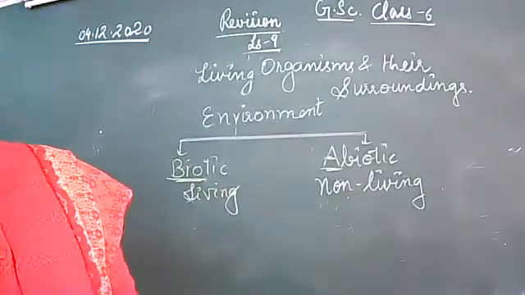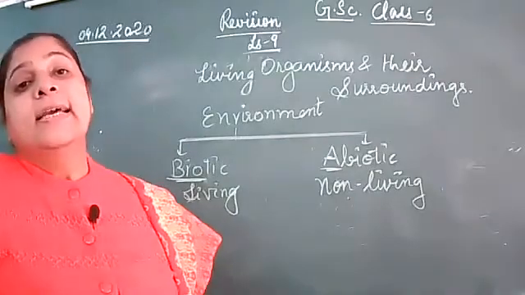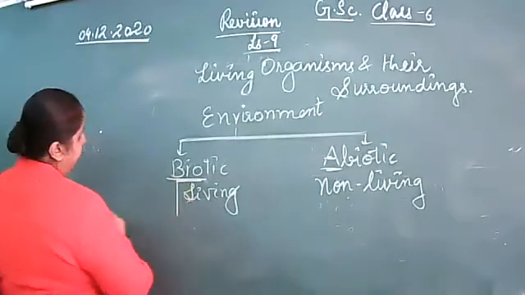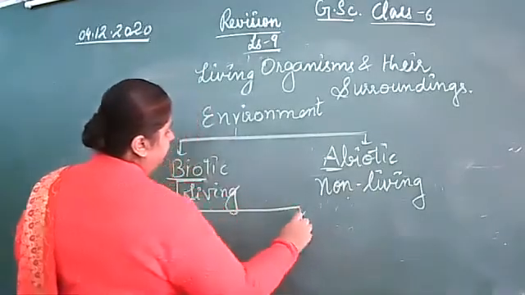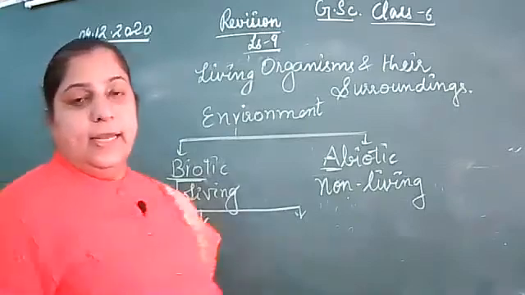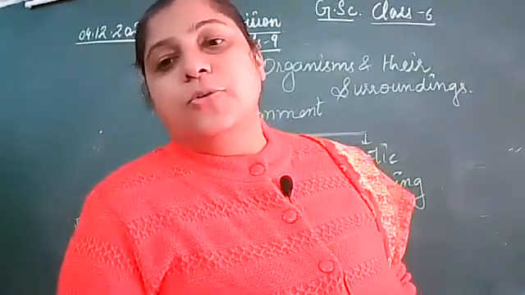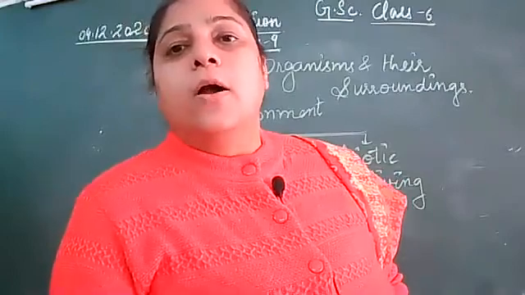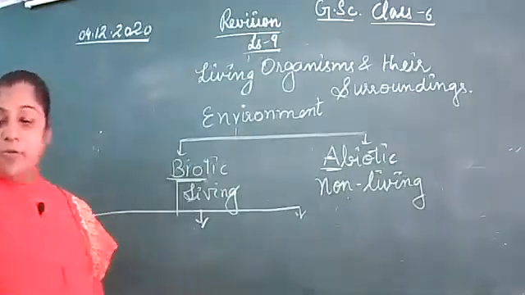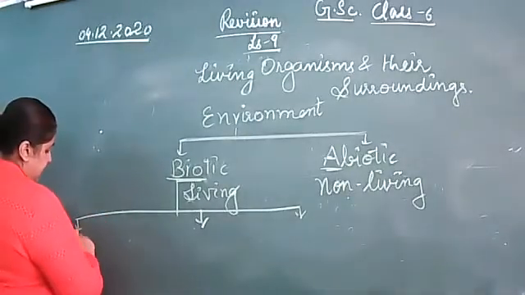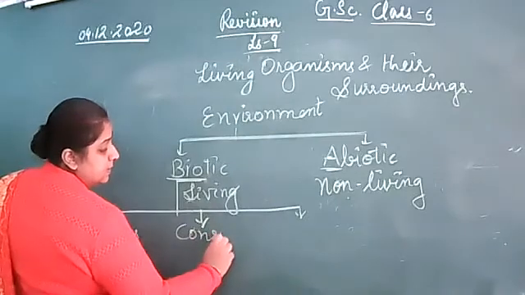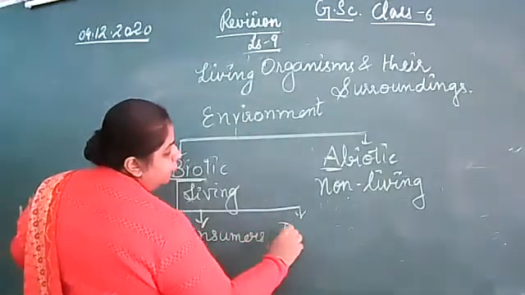So children, these biotic components can be divided into three groups on the basis of how they obtain their food. Which are the three groups? They are producers, they are consumers, and they are decomposers.